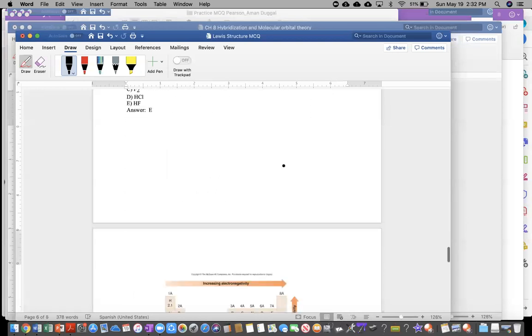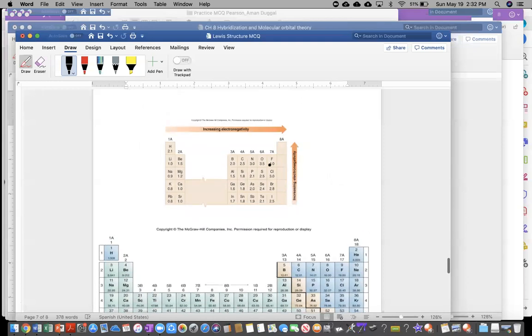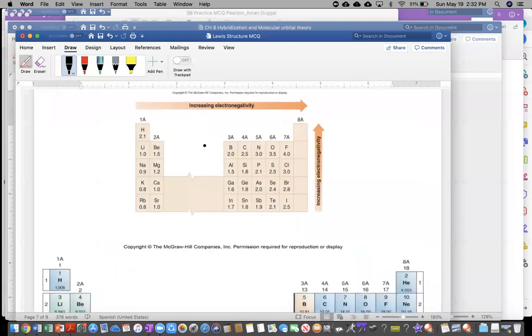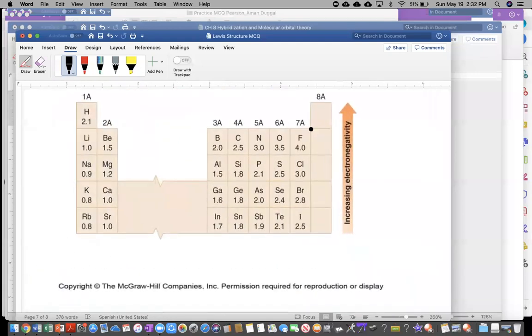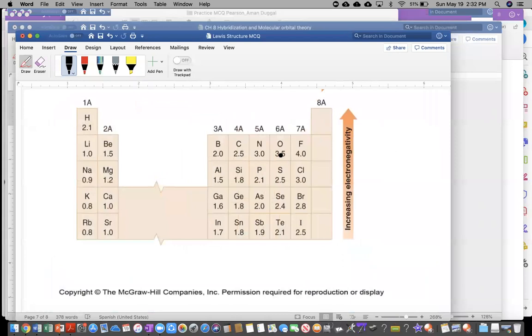So how do you find if a bond is polar or not? You're going to be looking at this table. You see oxygen is 3.5. Can you see it now? Yeah. So oxygen is 3.5 and hydrogen is 2.1. So this is my H2O. Oxygen is 3.5, hydrogen is 2.1.